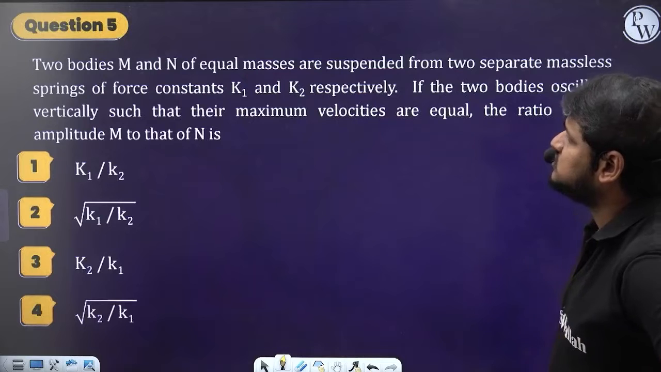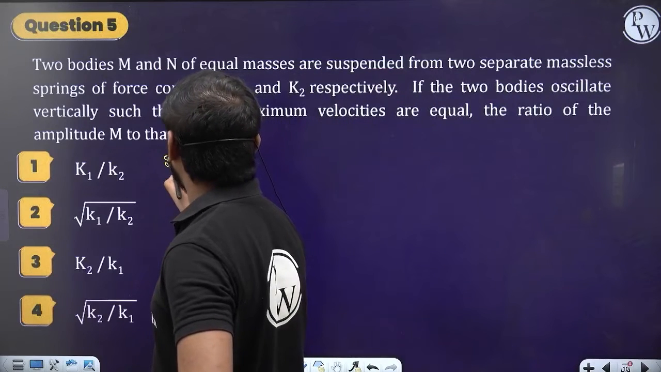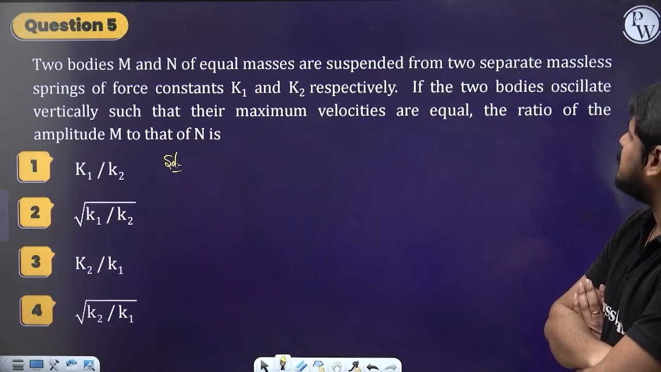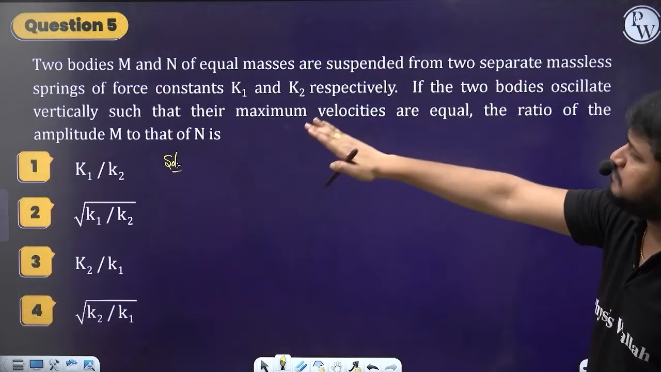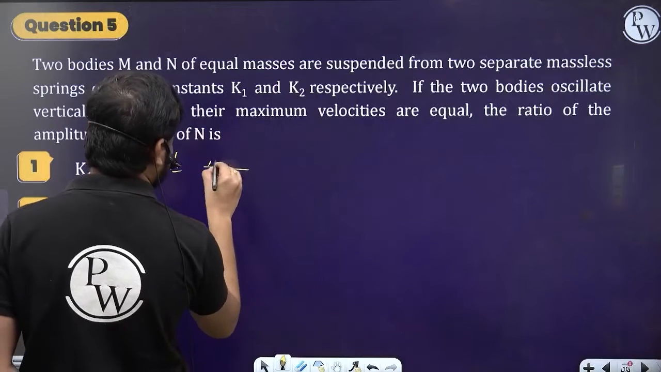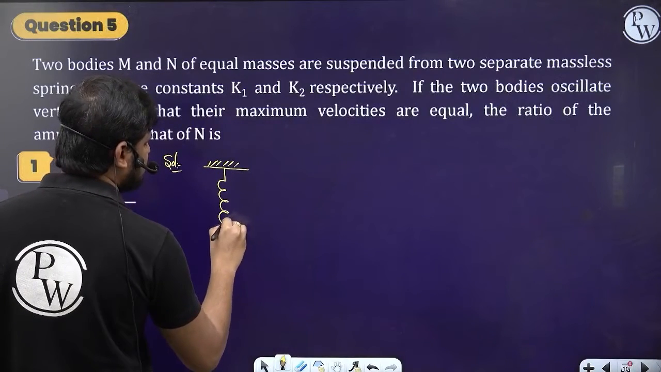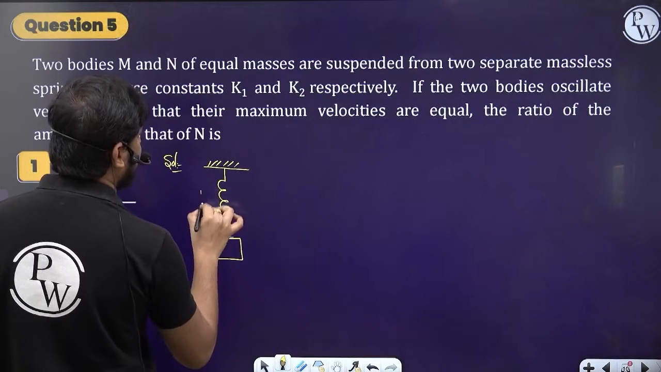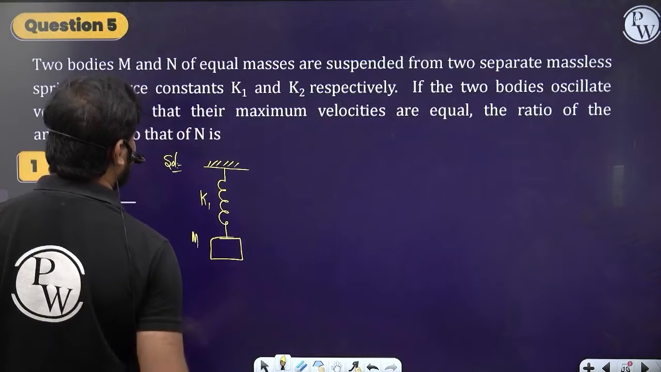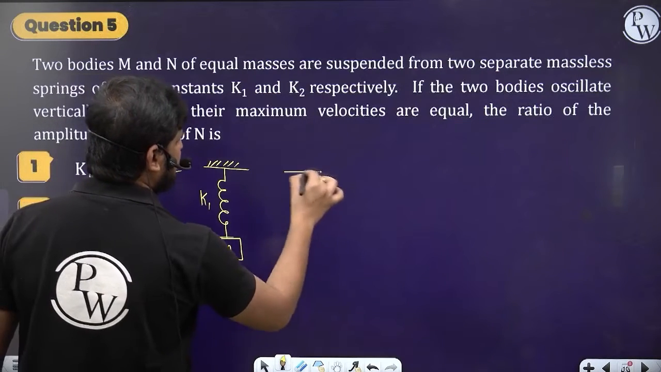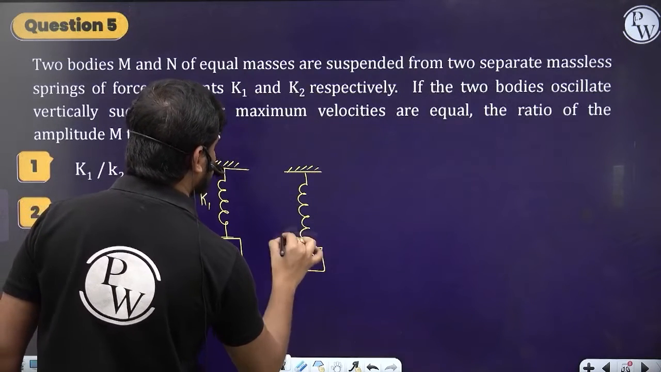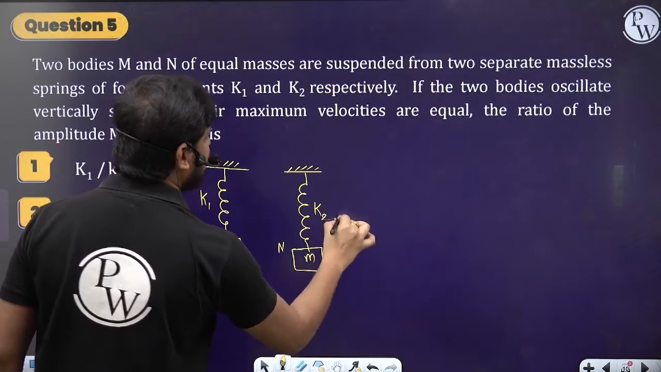So this question, see here. Can you guys try this? What does question 5 say? Two bodies m and n of equal mass are suspended from two separate massless springs of force constants k1 and k2 respectively. See here, this is the first spring whose force constant is k1, with mass m. Then there is another spring with the same mass, let it be n, and it has spring constant k2.